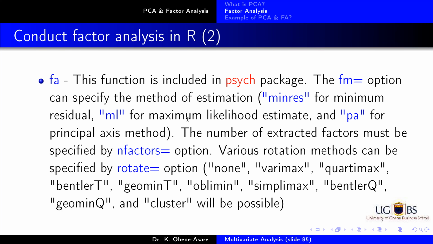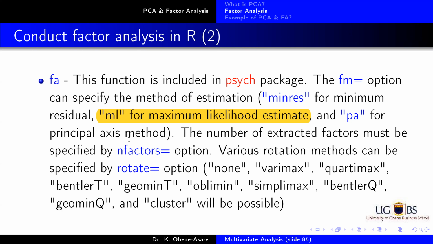I just told you that we have methods like the minimum residual approach. You can have ML, which is maximum likelihood estimation. That is how you estimate the factor loadings. You can have another thing called the principal axis method. All of these are several methods you can use. We'll use the common one, the default one. And then the number of extracted factors must be specified by nfactors. This is an option you can select.